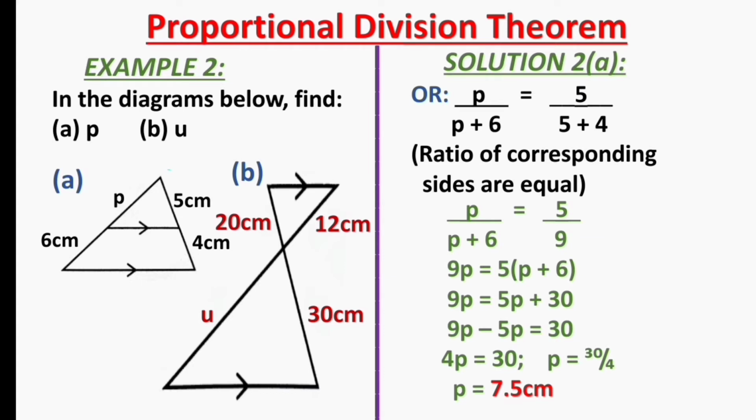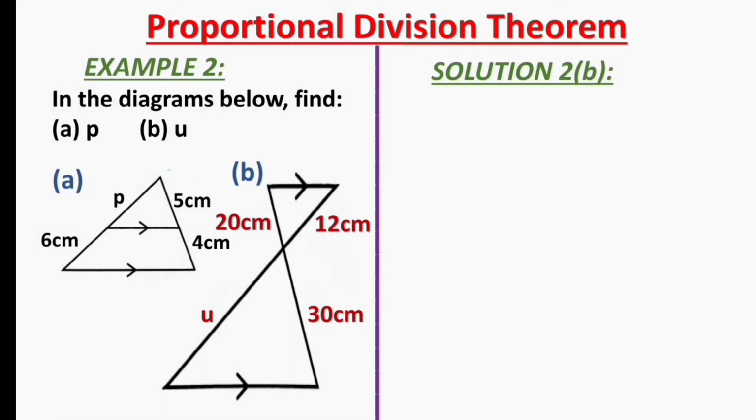All you have to do is to clear the fractions and make P the subject of the formula by collecting like terms. Now that we have gotten the answer to question A, finding the value of P, let's move to solving question B, finding the value of U. Now looking at a diagram for question B, can you calculate the value of U? Let's see if you can.